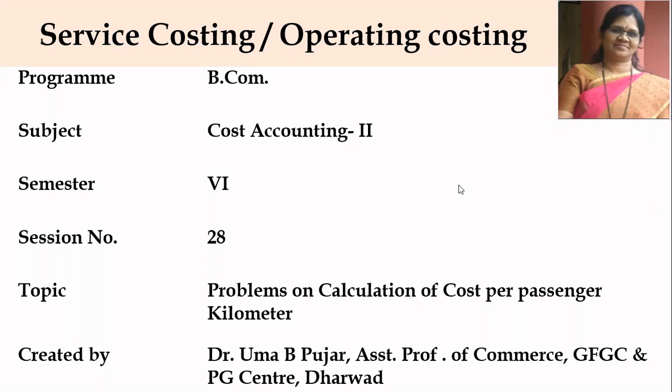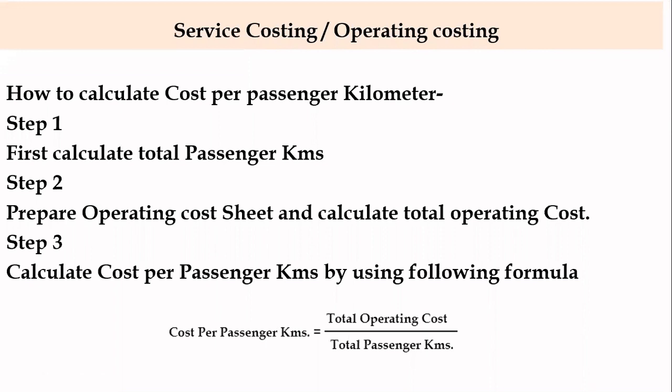In this problem, we have to follow three steps in order to arrive at cost per passenger kilometer. First, we have to calculate total passenger kilometers, and then we have to prepare the operating cost sheet in order to calculate total operating cost. Finally, we have to use this formula: total operating cost divided by total passenger kilometers, in order to calculate cost per passenger kilometer. So let's first read out the problem and then go for the solution.